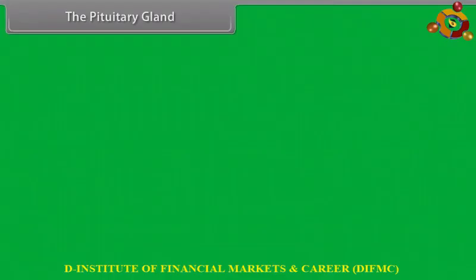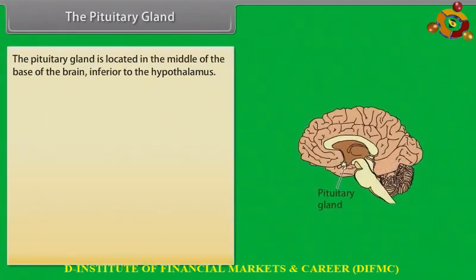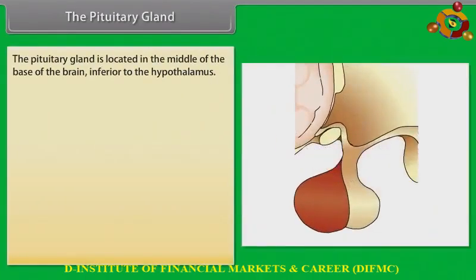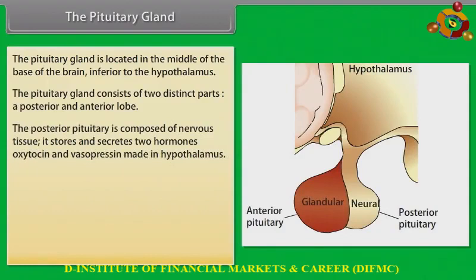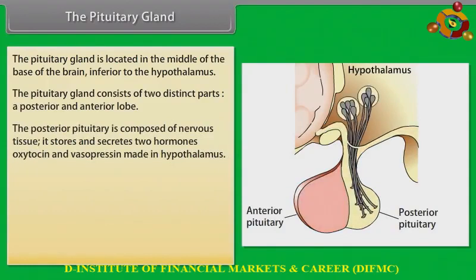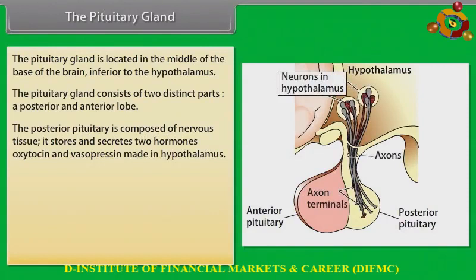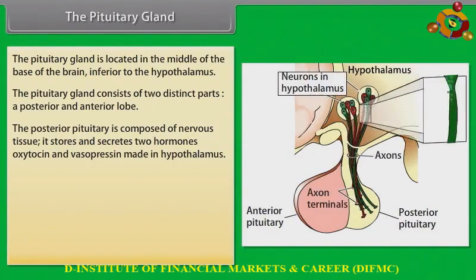The pituitary gland. The pituitary gland is located in the middle of the base of the brain, inferior to the hypothalamus. The pituitary gland consists of two distinct parts, a posterior and anterior lobe. The posterior pituitary is composed of nervous tissue. It stores and secretes two hormones, oxytocin and vasopressin, made in the hypothalamus.